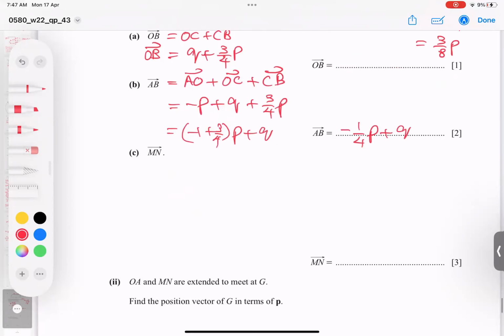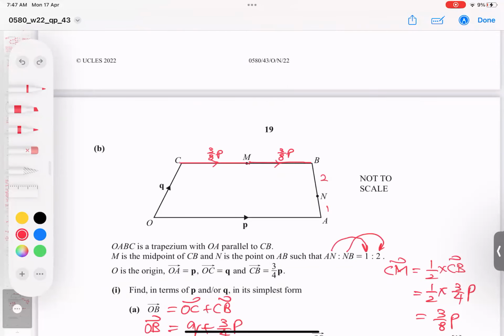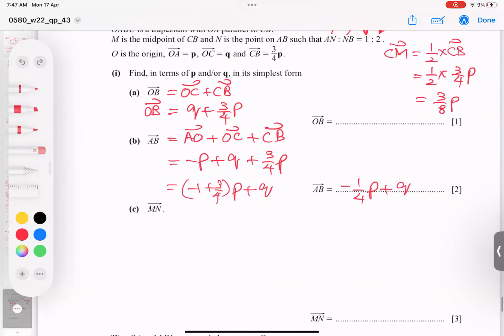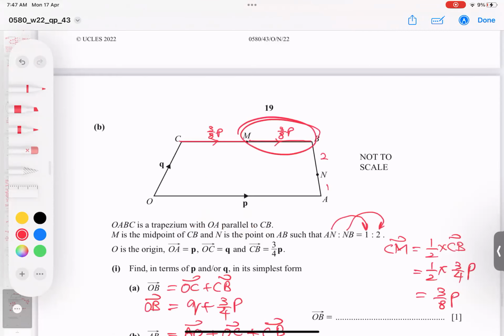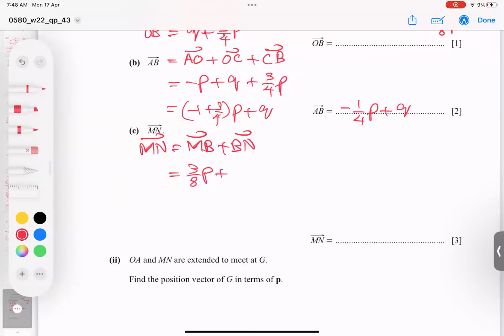I hope it is clear. Now MN, how to get the MN vector, so M to N. How to get it? The path is so simple, M to B, B to N. Now the interesting part is how to get it. M to B, we have it very clear, 3 by 8P. The only thing left here is BN.